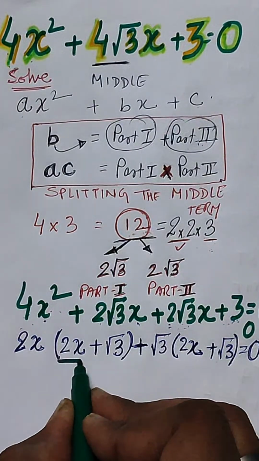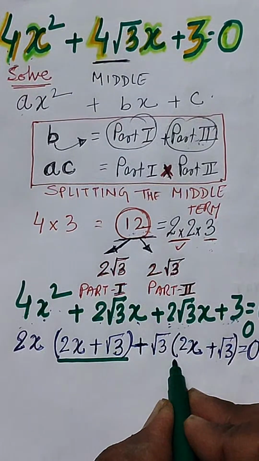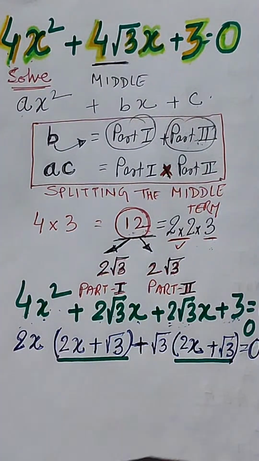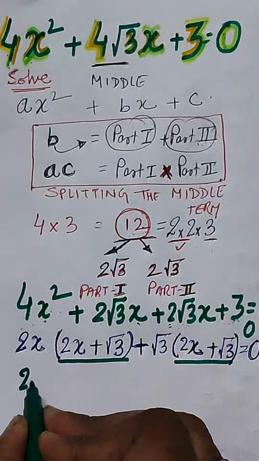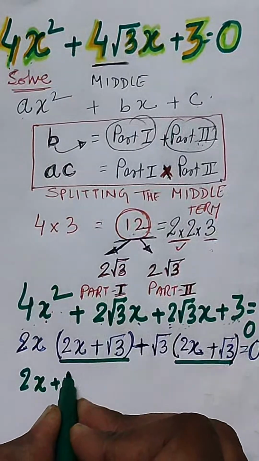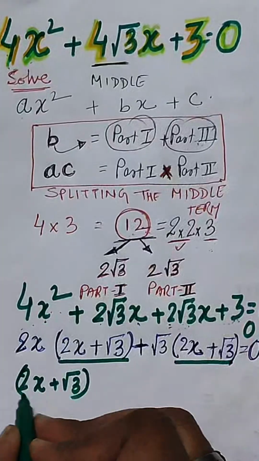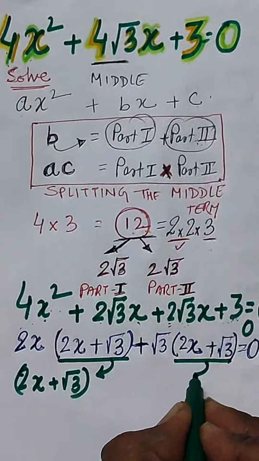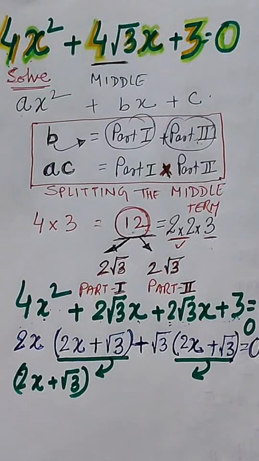So my dear friends, you can see this portion can be taken as common from these two, right? Then 2x plus root 3 is taken as common from here and from here, right?